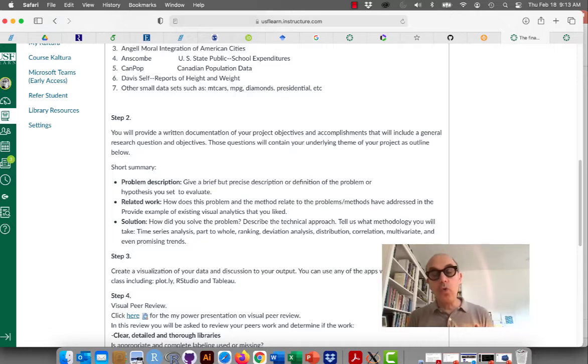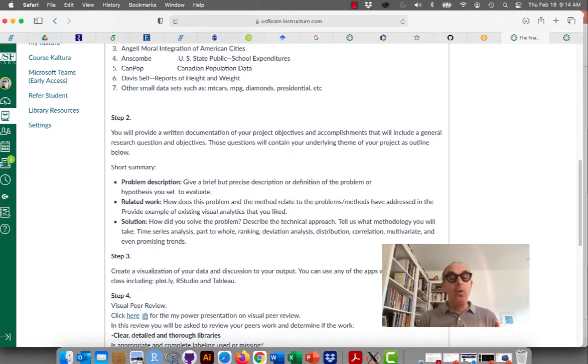Then you're going to create a short summary. Why is it so important? Because the summary gives you some dimensions of what the project is. So you're going to write a statement: what is the problem you aim to describe, and what is the solution that you are trying to solve with your problem.